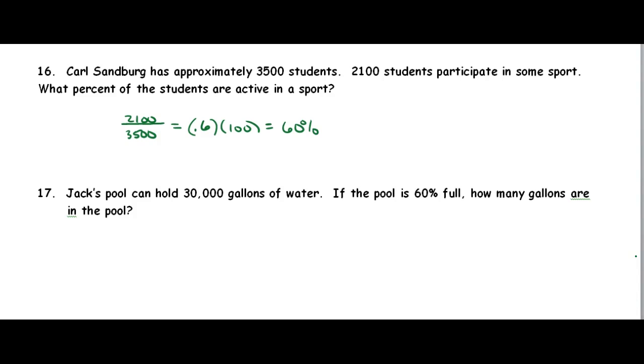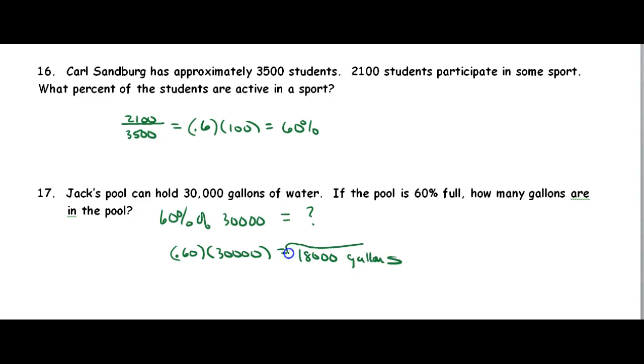Next, Jack's pool can hold 30,000 gallons of water. If the pool is 60% full, how many gallons are in the pool? Well, again, we want to think of this as 60% of 30,000 is equal to what? So, convert the percent to a decimal, 0.60. Multiply it by the amount, 30,000, and when you do the math, you end up getting 18,000 gallons inside that pool.